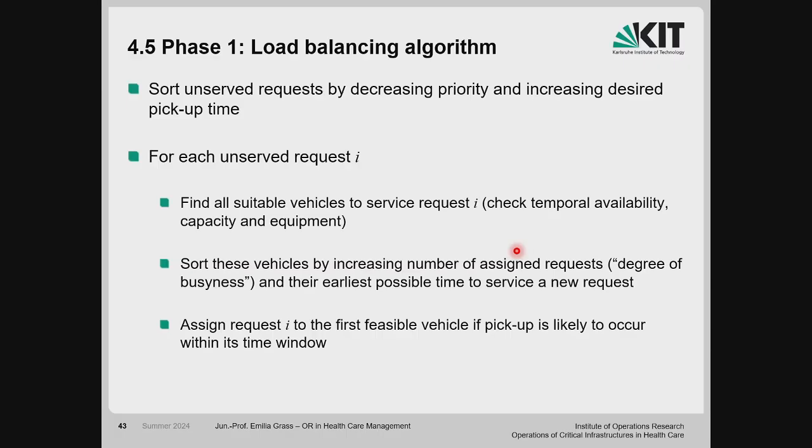So the vehicle with the least assigned requests will get the request first. Okay, so as in the same example as before, one vehicle with 2 requests, the other one with 7. Of course, we will first assign the request to the vehicle with 2 patients. Otherwise it wouldn't be fair. So this is the point where we are doing the load balancing. And then the last step is to assign request i to the first feasible vehicle if pickup is likely to occur within this time window. So this is not a hard constraint, but if so, then assign this request to the feasible vehicle that has enough capacity and so on.